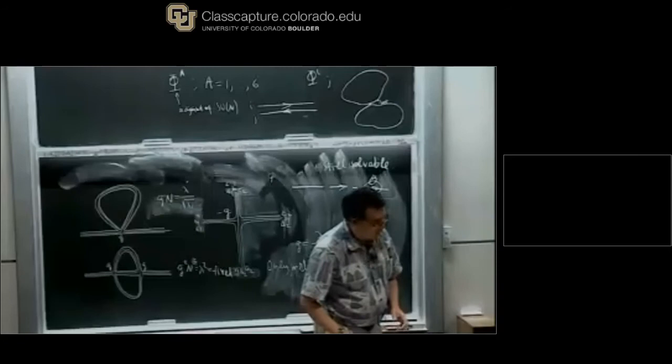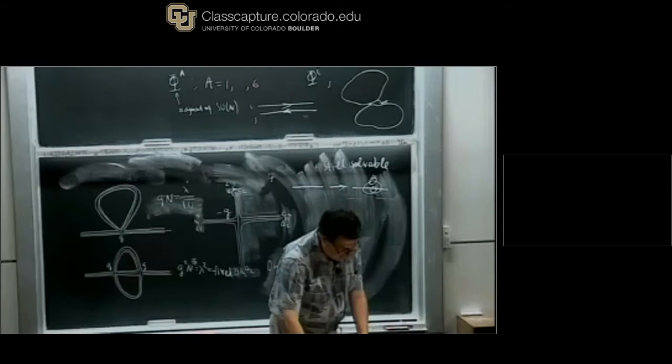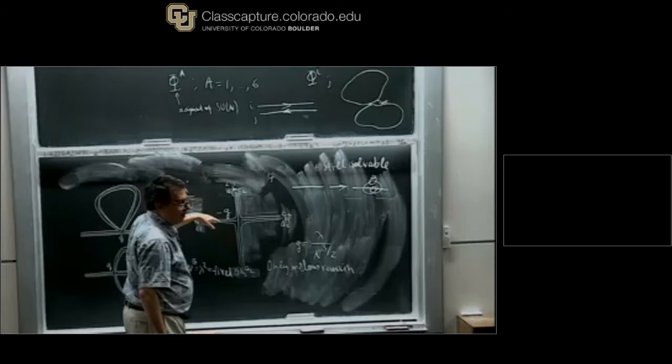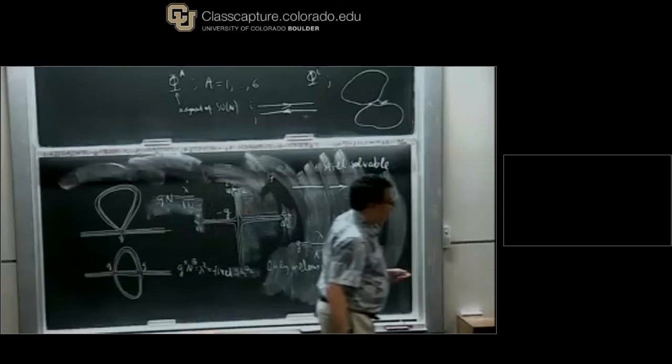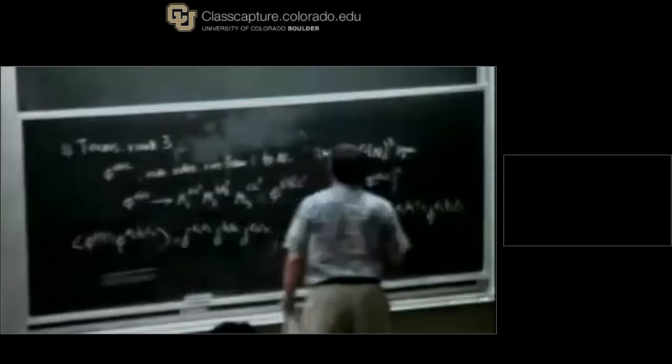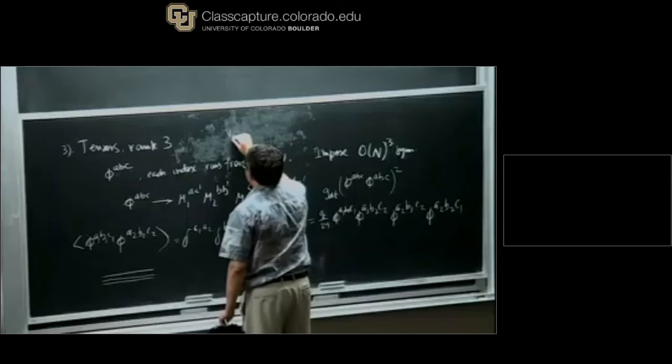But one thing that is definitely true is that this statement about melon dominance is a specific property of this choice we made here. I did not include these double traces, and there is one other thing I did not include, which maybe I should mention in the interest of full disclosure. There is another potential which we call the pillow potential.